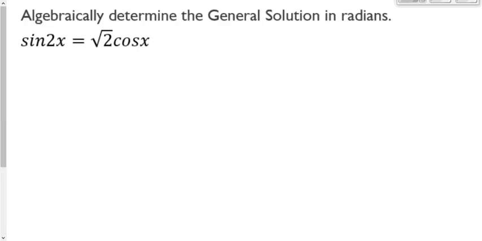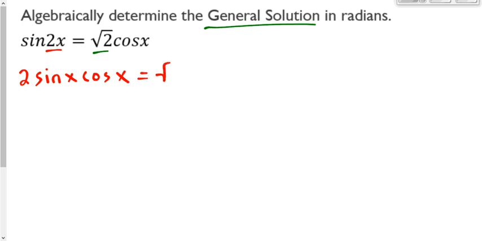All right, on to the next question. Determine the general solution in radians of this equation. So a little different, we have general solution. We've seen that before. Don't let the square root of 2 scare you too much. The first thing that I see is that I've got a double angle identity. So looking at our identity sheet, we can see that it's equal to 2 sine x cosine x is equal to square root of 2 times cosine x.